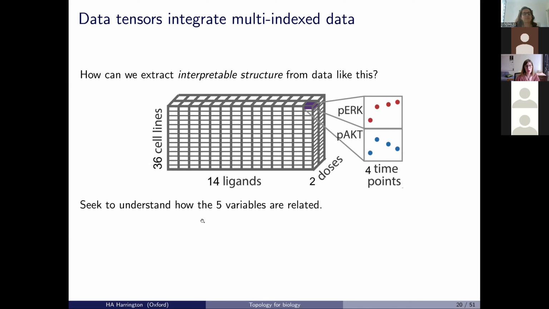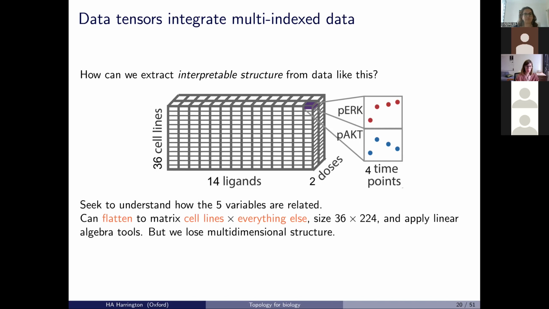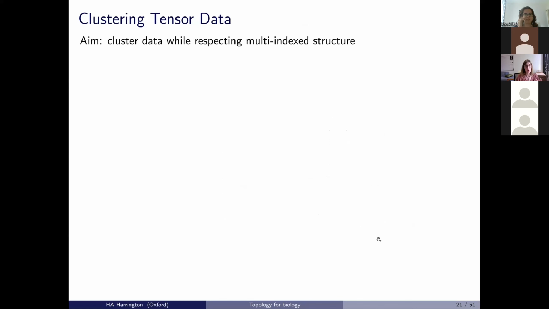And we want to understand how the 5 variables, the cell lines, the ligands, the doses, the time points, and these species, are related. So one way to extract interpretable structure is to take this multi-index data and integrate it into a tensor. In their previous work, Birgit Schobel and her colleagues at Merrimack Pharmaceuticals flattened this to be cell lines and everything else. So this was a 36 by 224. Actually, they only took a slice of this, so they didn't include either a low or high dose. But you can use linear algebra tools, and then you lose that structure. So we want to incorporate the multi-index structure, but also cluster it.